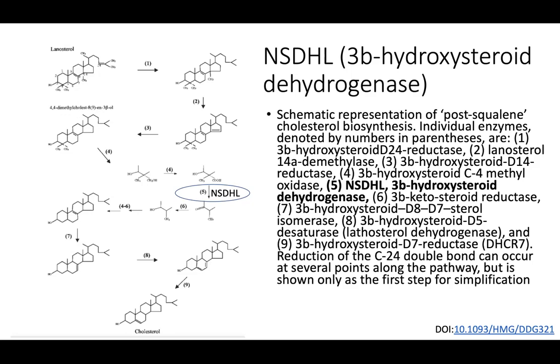So this is a schematic representation of the post-squalene cholesterol biosynthesis. Here for reference, I listed the individual enzymes, so you can look at each number, 1, 2, 3, and correlate the name of the enzyme with that for your reference. However, you do not need to know this for boards, but you should appreciate the complexity of the role of this enzyme defect in producing a very striking dermatologic phenotype.